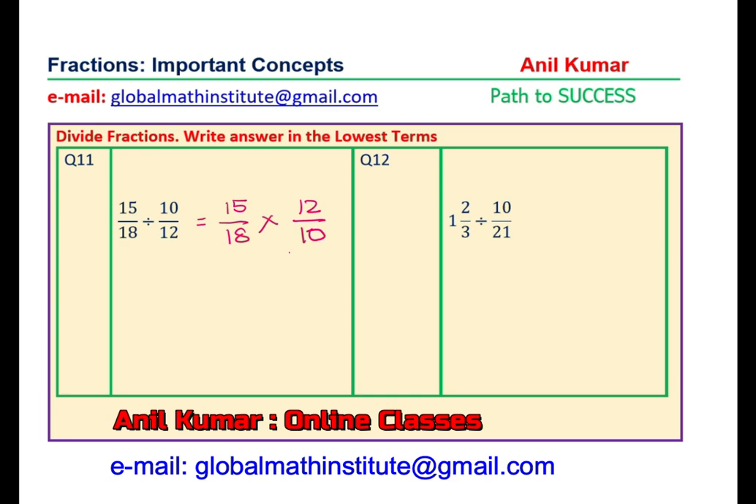The next one, 1 and 2 over 3 divided by 10 over 21. Now, how do you write 1 and 2 over 3? So 1 times 3 is 3 and plus 2 is 5. So it can be written as 5 over 3. Do you see that? Division converted to multiplication. So we get 21 over 10. We will flip it.